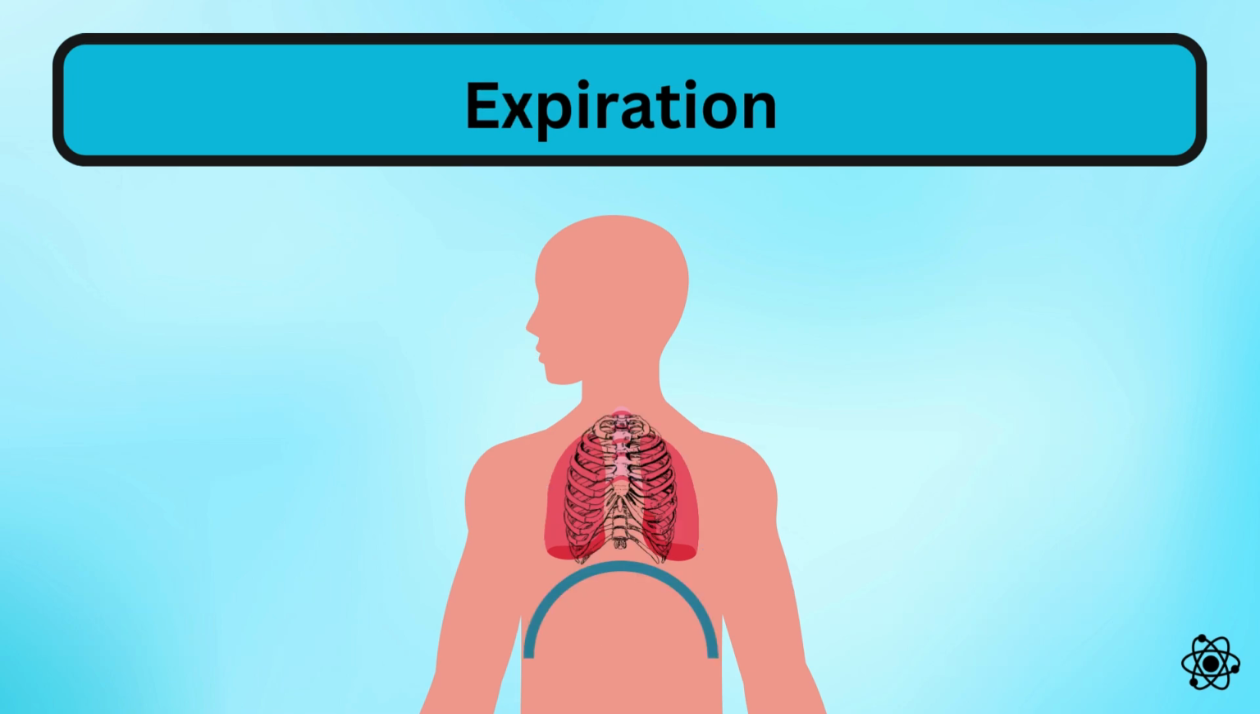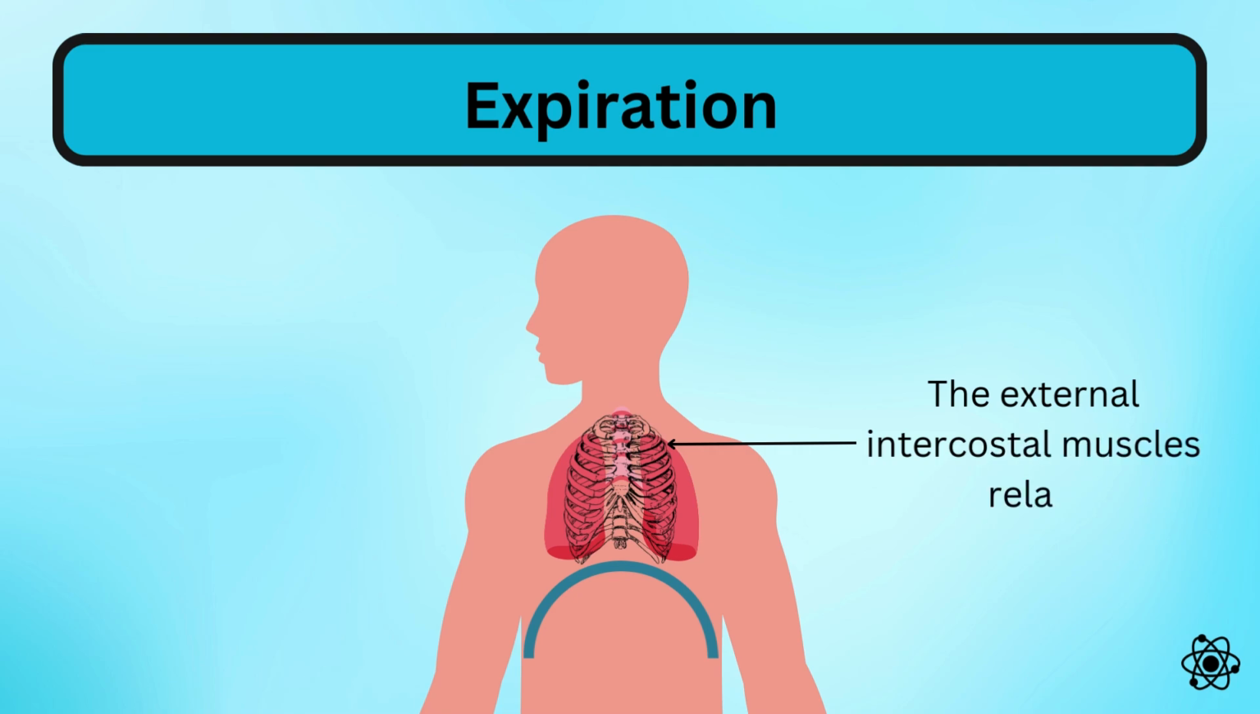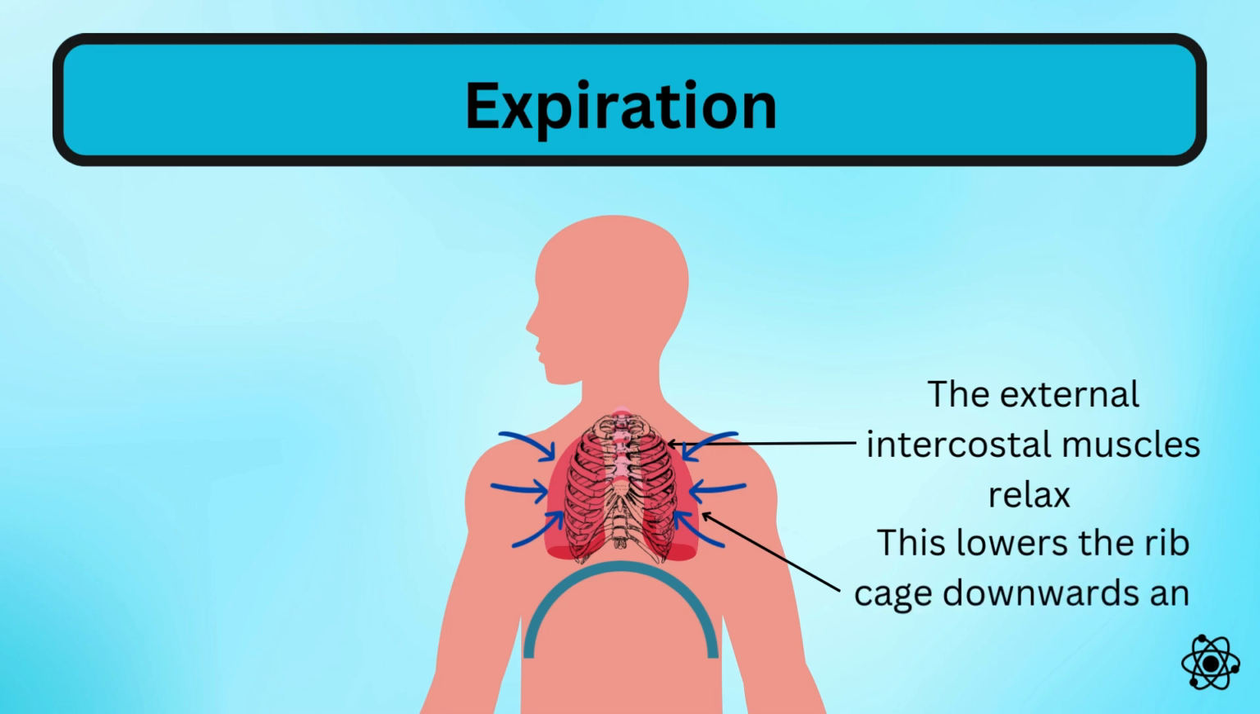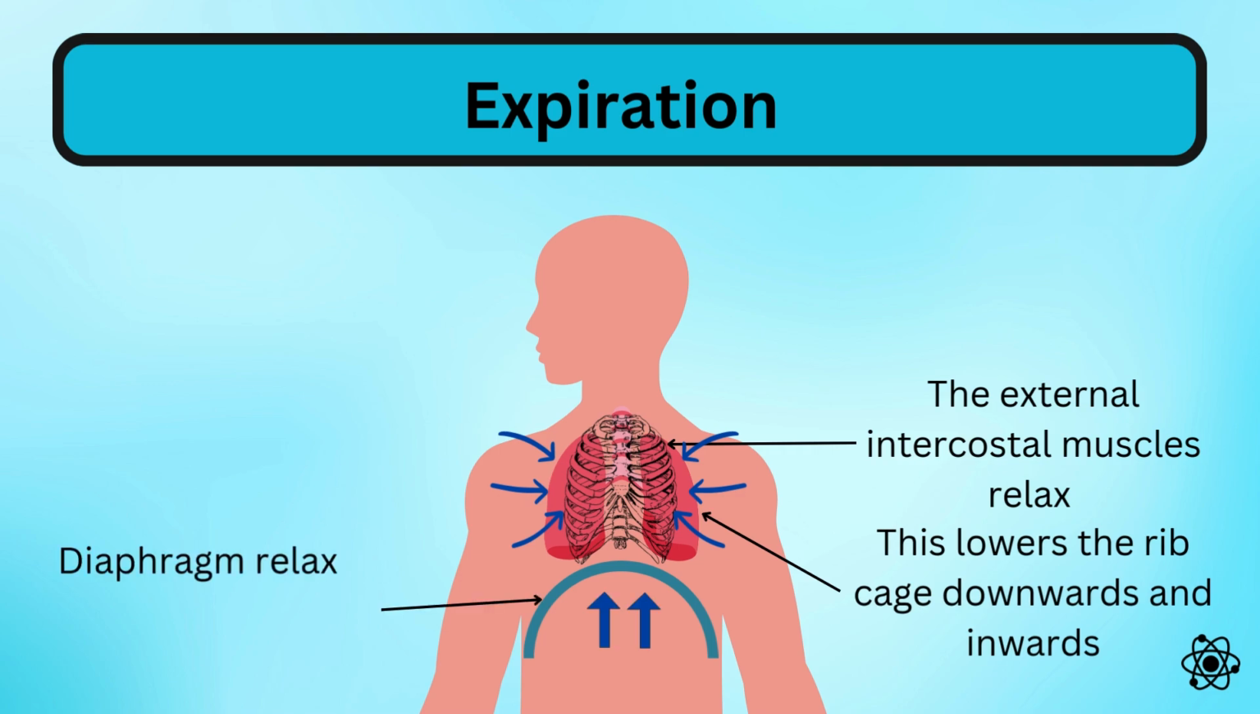In the case of expiration or exhalation, basically the opposite happens. This is the act of breathing out. The external intercostal muscle relaxes. This means that internal intercostal muscles contract. This lowers the rib cage downwards and inwards. The diaphragm relaxes and moves back upwards to its original dome shape.